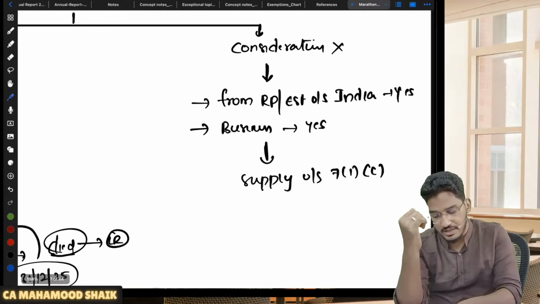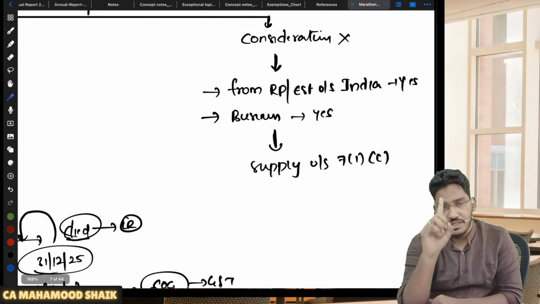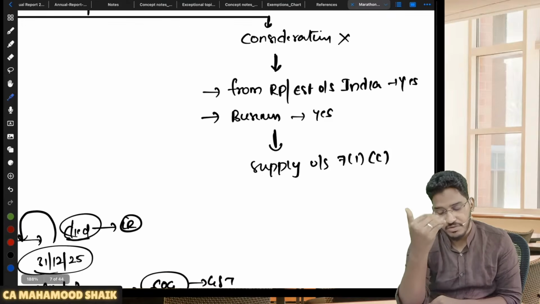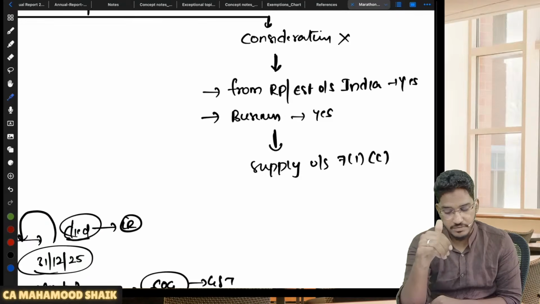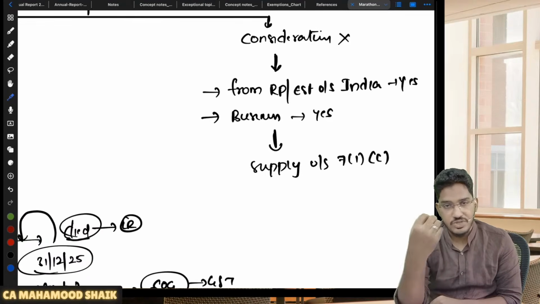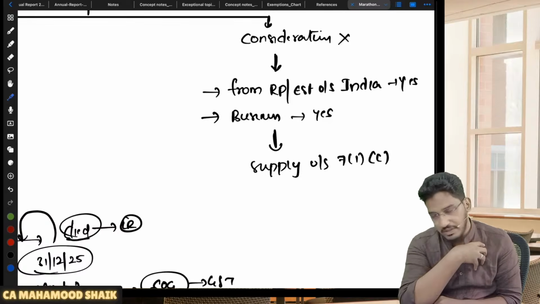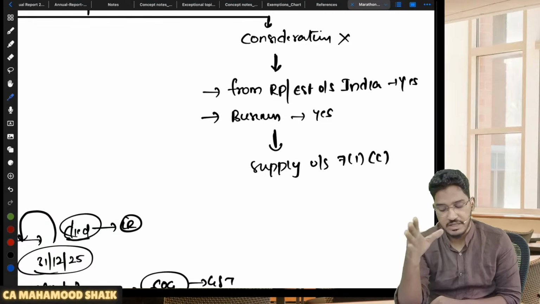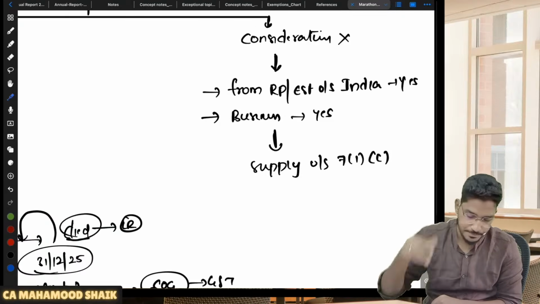In case there is no consideration, then you have to ask two questions. Is that import from a related person, or is it from an establishment outside of India? If the answer is yes, then check, is it in the course or furtherance of business? If the answer is yes to that also, then only it will qualify as supply under Section 7 subsection 1 clause C, read with para number 4 of Schedule 1.